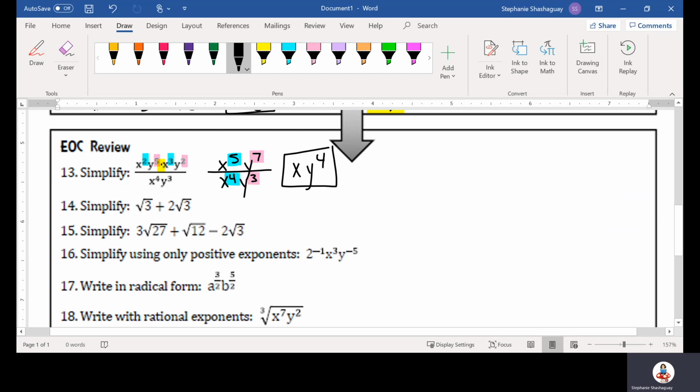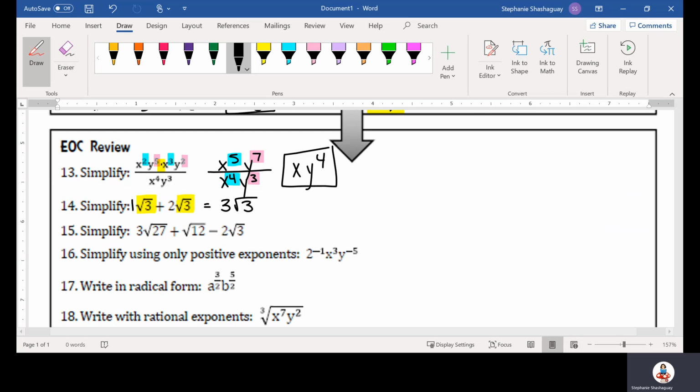Okay, number 14 says simplify the square root of 3 plus 2 square root of 3. Well, these radicals are the same, so it's similar to treating that square root of 3 as a variable. So if you have 1 square root of 3 plus 2 square roots of 3, you're just going to end up with 3 square roots of 3. And that's it, because there's an imaginary 1 there. 1 plus 2 is 3.